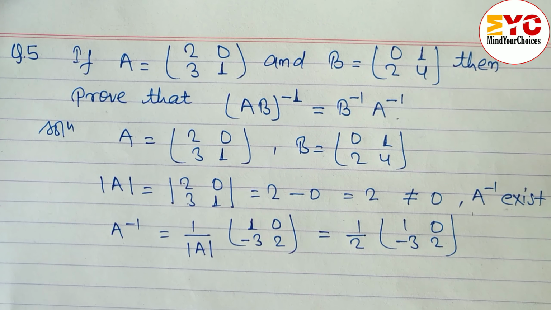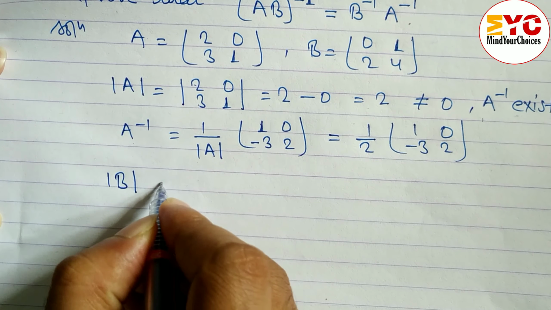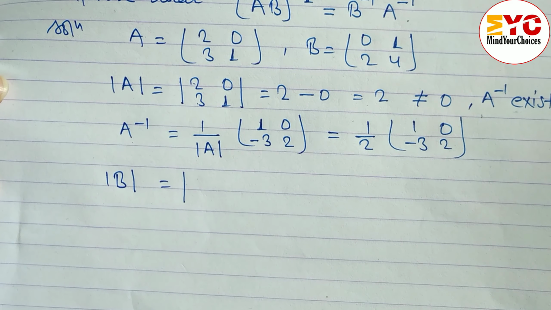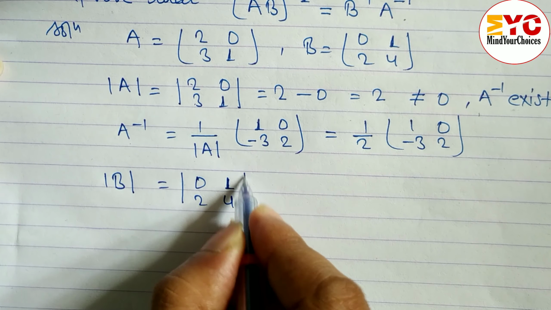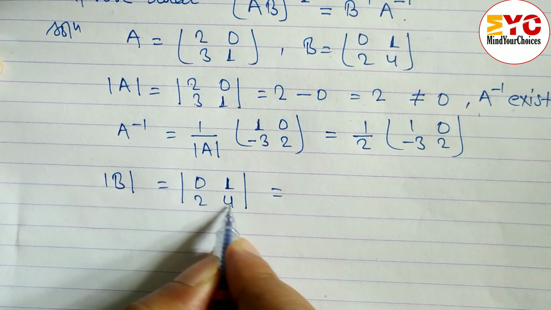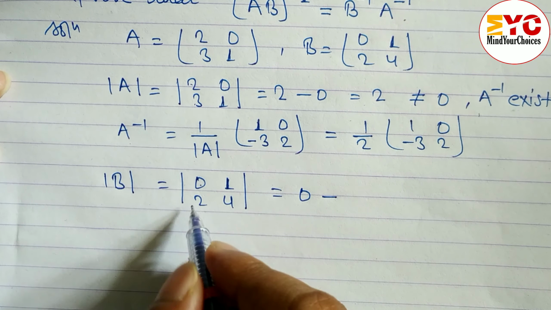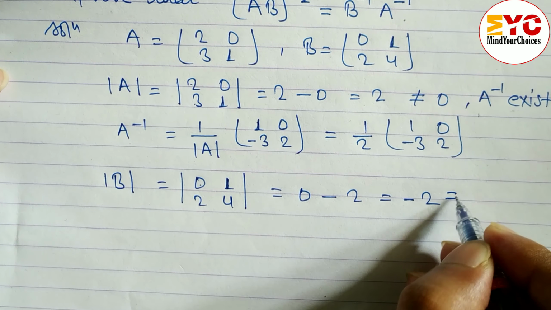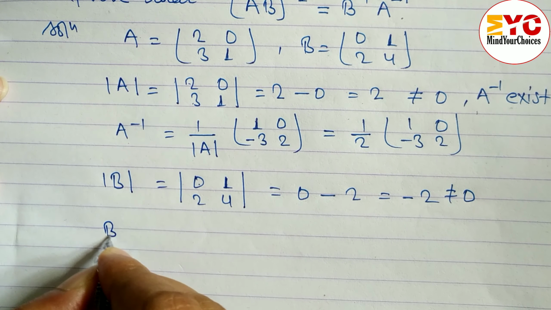Now for B, first of all we have to find the determinant of B, then we have to find B inverse. Determinant of B is equal to, B we have 0, 1, 2 and 4, so we write here 0, 1, 2 and 4. In the same way we have to cross multiply. First of all we multiply the main diagonal: 0 into 4, 0, minus, from the formula, the non-diagonal 2 into 1, 2, is equal to minus 2, which is not equal to 0. So B inverse exists, and after that we have to find B inverse.